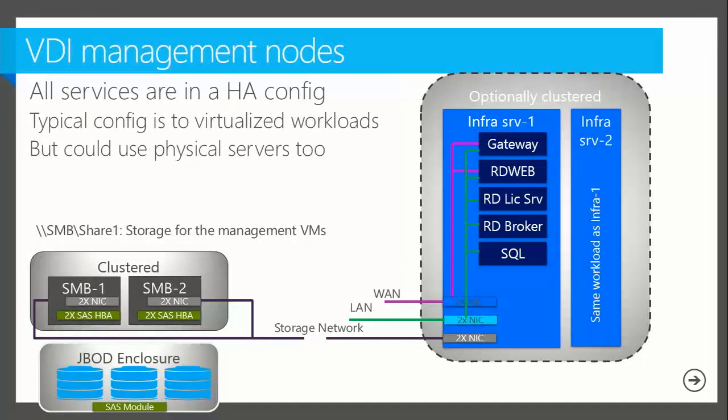There are 3 networks we're dealing with. The WAN, which is connected to the internet through a firewall that connects to the gateway and RD Web. The LAN, which is your CorpNet, and the backend storage network that is basically dedicated to all the Hyper-V storage traffic. And in this example, we're using central storage for all the VMs that are booting. All the VHDs are on the central storage, which is an SMB scale-out cluster.